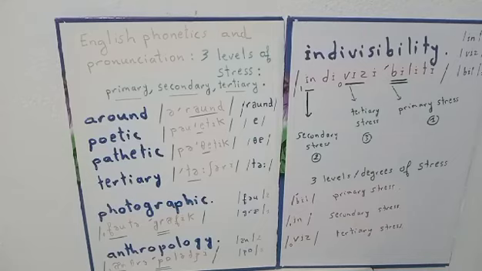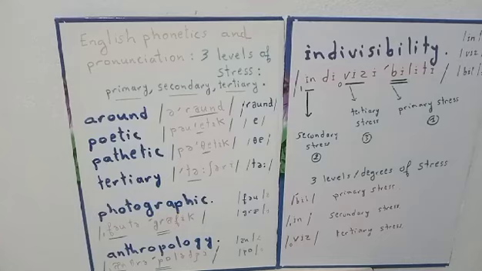The second group, we have two words, photographic, anthropology. As you see in the word photographic, we have two apostrophes, which means that this word contains two stresses. It means that this word has got two prominent stresses. Pho, which is the first syllable, that's the secondary stress, and gra, which is the third syllable, that's the primary stressed syllable.